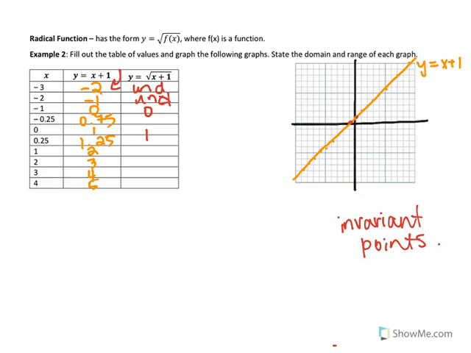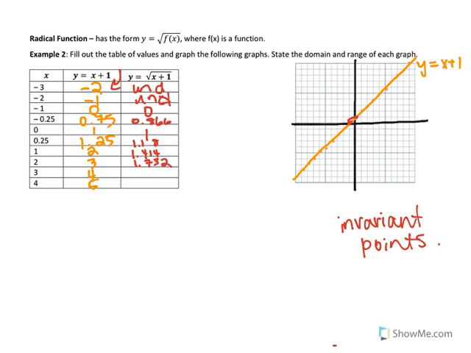Okay, if I square root 0.75, I get 0.866. So it gets a little bit higher. So from here to here, it goes slightly bigger. If I square root 1.25, I get 1.18. If I square root 2, I get 1.414. Square root of 3 is 1.732.